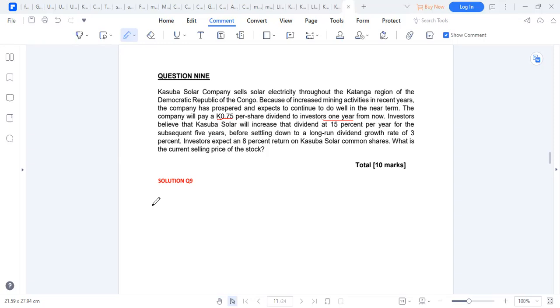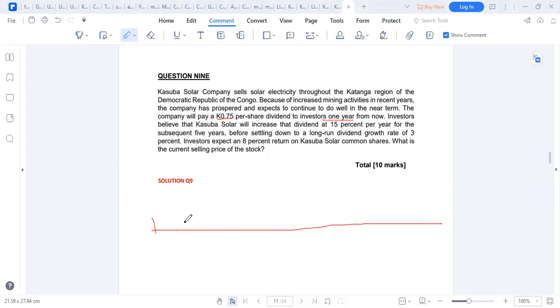So what are we given? We're told that investors in Kasuba Solar believe that Kasuba Solar will increase that dividend at 15% per year for the subsequent 5 years. So what is that 15%? It is the growth rate for the first phase of the 5 years, right? Then what is the 3%? It is another growth rate, right?